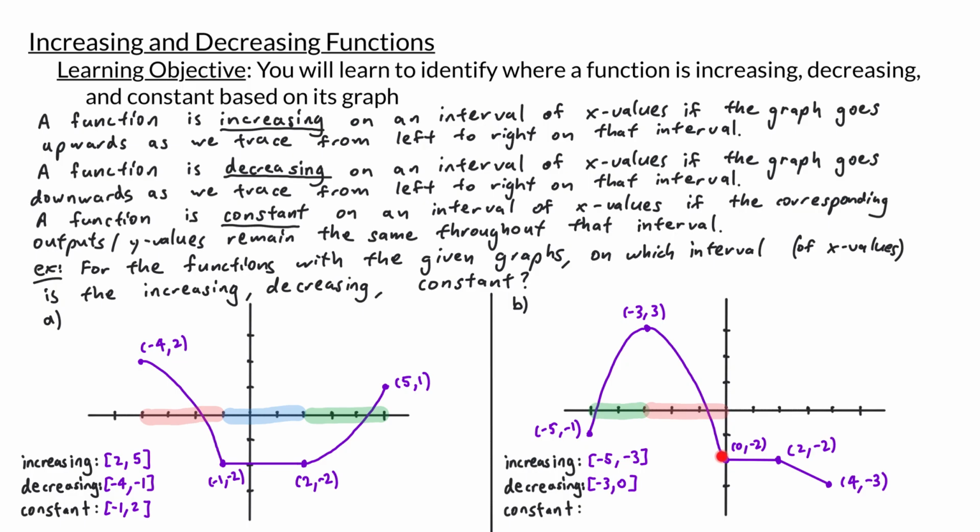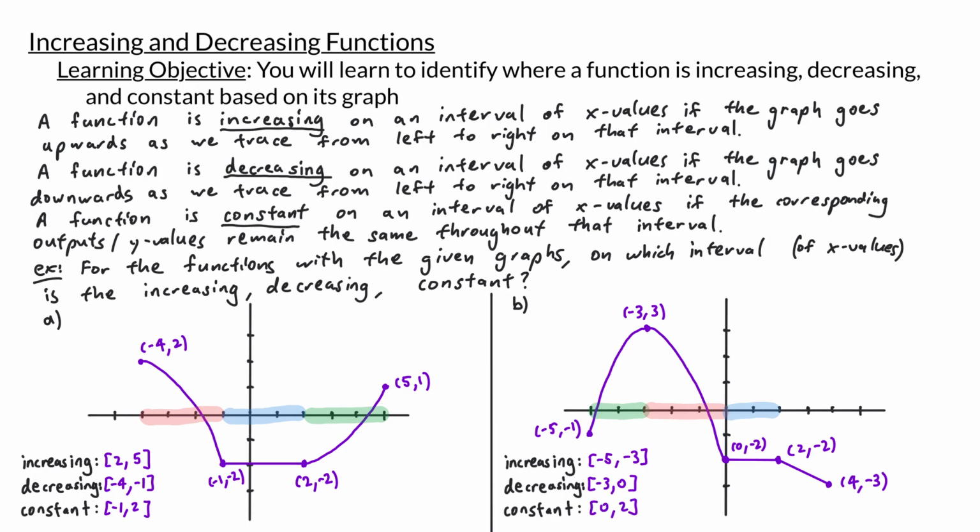Now let's pick back up at (0, -2). If we keep tracing our graph to the right, we see that it remains flat all the way until we get to the point (2, -2). So for the x values from 0 all the way to 2, our outputs or our y values remain the same, which means that our function is constant on the interval 0 to 2.